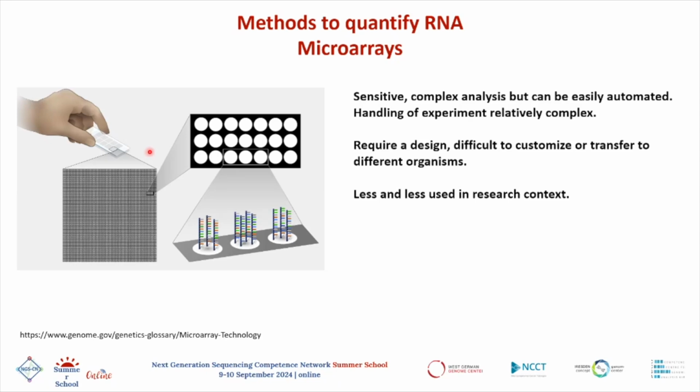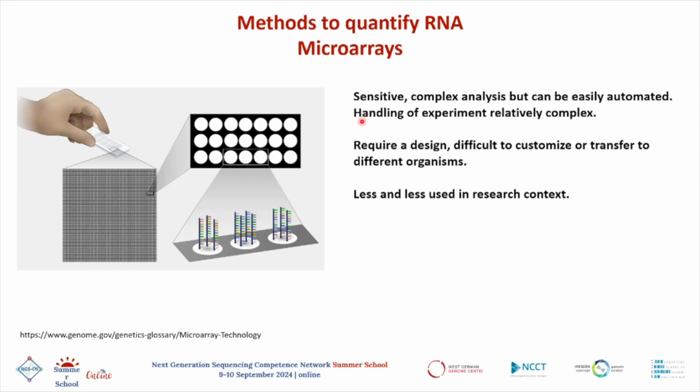The advantage of the microarray is that it is very sensitive, and despite the analysis being a bit complicated due to the statistics, they are relatively easy to automate. The handling of the experiment is not necessarily very simple when compared to a gel electrophoresis. But this is something that could also be performed in large throughput or even automated.